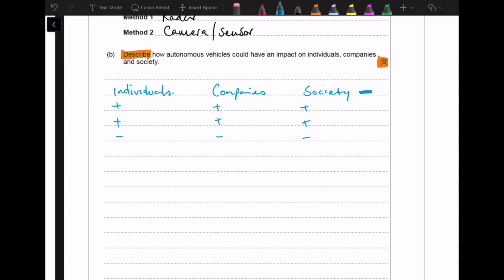In terms of individuals, there's a number of issues there. If you think with an individual, if they're driving around and their car crashes, who is at fault, right? Would drivers still need insurance? That may save them some money, but it could be a bit of a concern. And we're going to need new laws made as well.